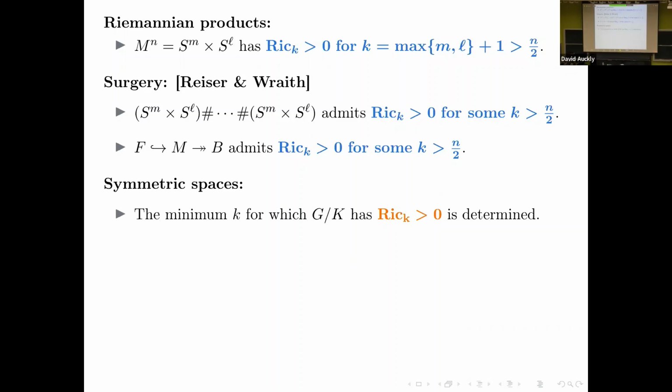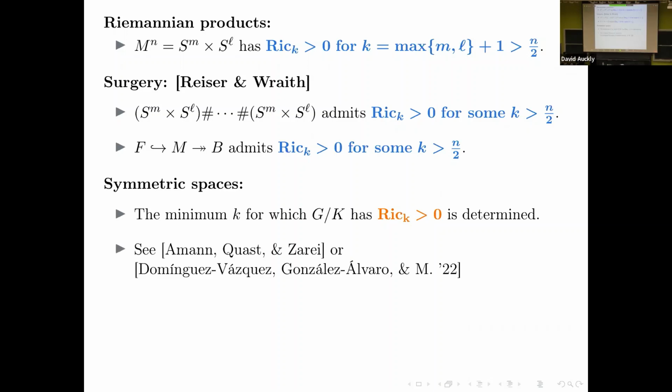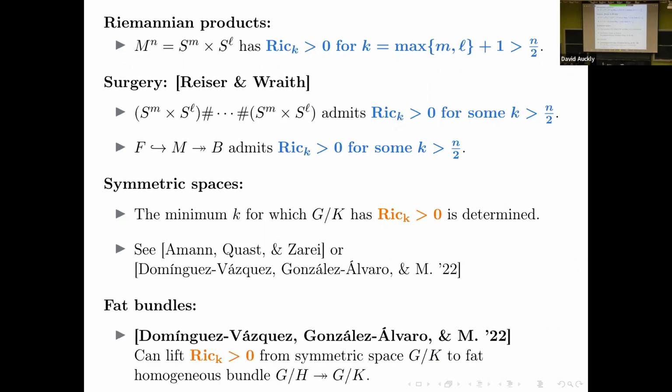All right. Another source of examples is symmetric spaces, and the minimum K for which each of these has positive Ricci K has been determined. For an overview of that, there are 2 recent papers, one in which they study totally geodesic submanifolds of symmetric spaces. And in this paper that I co-authored with Miguel Dominguez-Vasquez and David Gonzalez-Savado, we show that using this information, we can get lots more examples by looking at something called fat homogeneous bundles over these symmetric spaces. So we can lift this curvature condition in those cases. And this is generalizing work of Wallach.